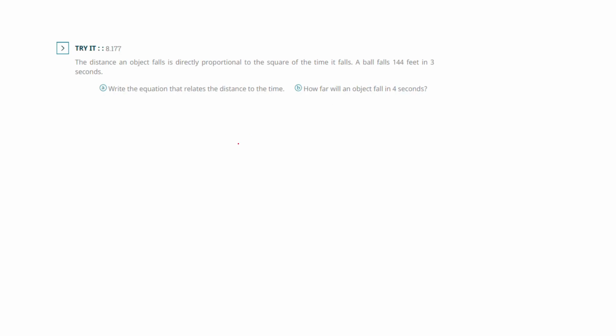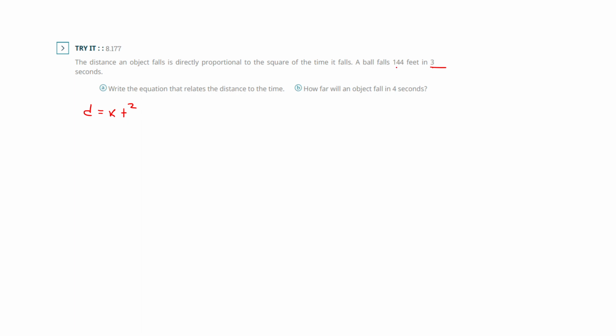Okay, so once again we're here, object. We've got distance varying directly with the square of the time as it falls. So it's not directly with time. It's not distance and time. It's distance and the square of the time. So we need to find k here, and they've given us what we need to find it.